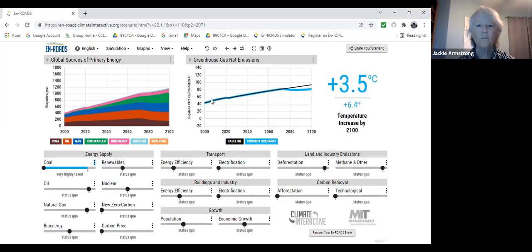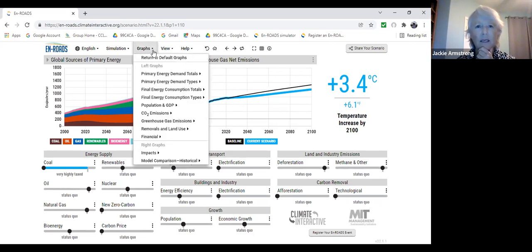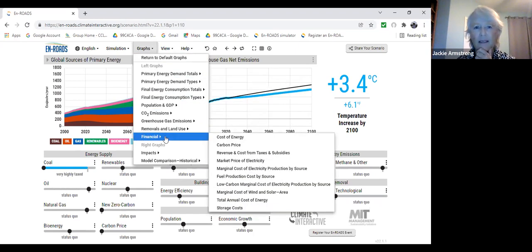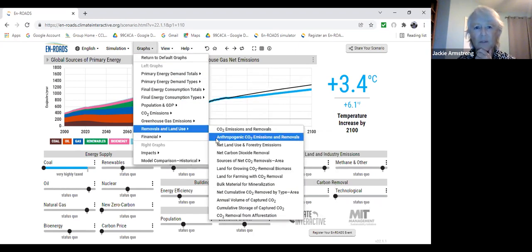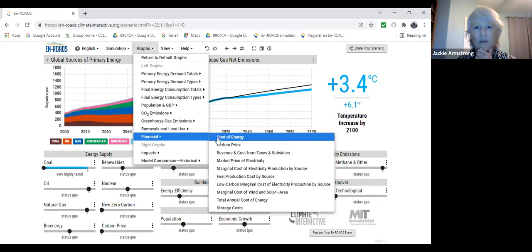So let's take away our... I'm going to quickly reset things and then just tax coal, because I want to keep it a little simpler, not have the delayed start for the tax. So, returning to that scenario where we've taxed coal, let's look at what happens to the financial impact of that and the cost of energy. Whoops. So let's go to cost of energy.